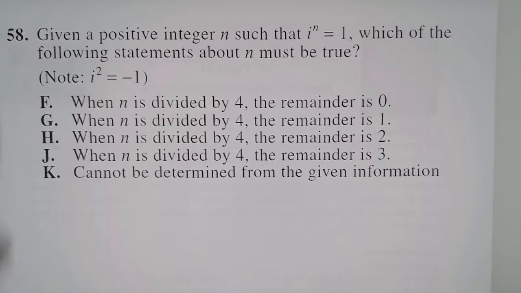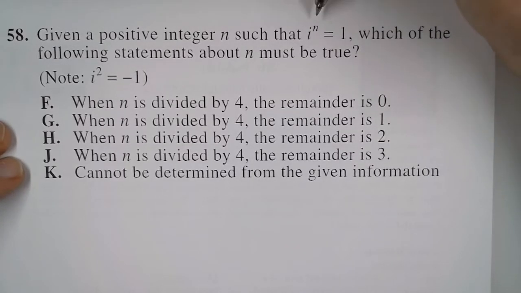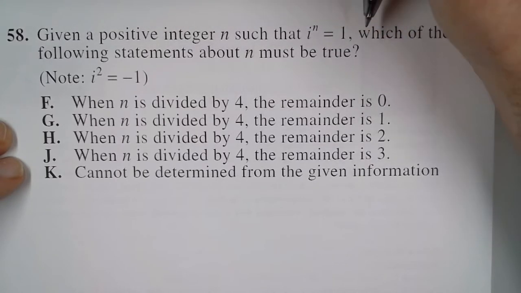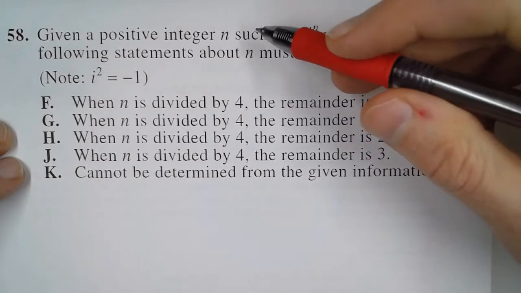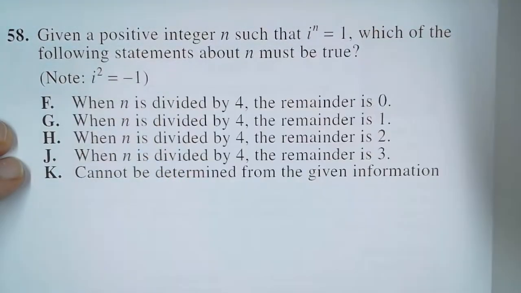Number 58. Given a positive integer n such that i to the nth power equals 1, which of the following statements about n must be true? All right. Now, what we have to do is first figure out what n is. So I'm not even going to look at these answers.